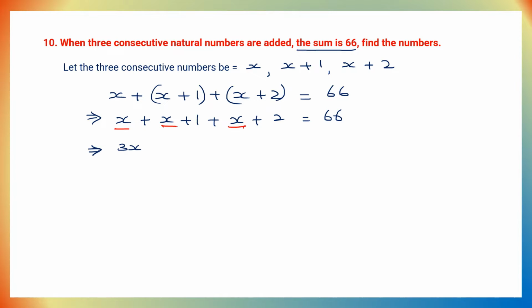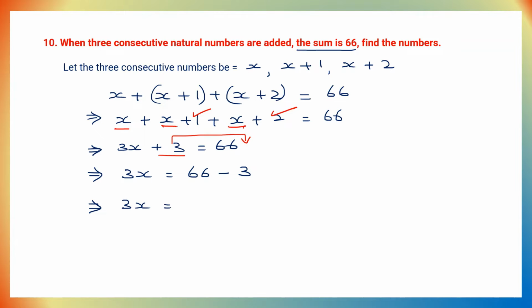Now let's look at the numbers. We have plus 1 and plus 2. So 2 plus 1 is 3. So plus 3 is 66. So 3x will be 66 minus 3, minus because I have transposed plus 3 to the right hand side. So here I'll get 3x is equal to 66 minus 3, which is 63.